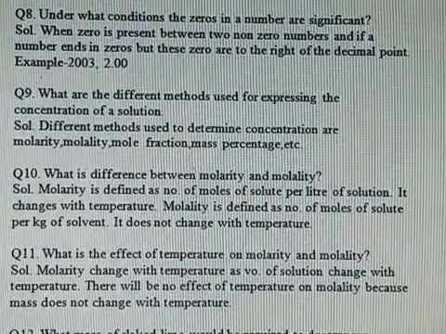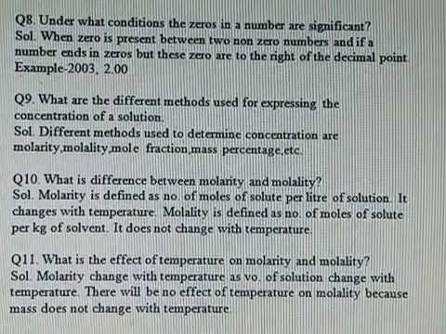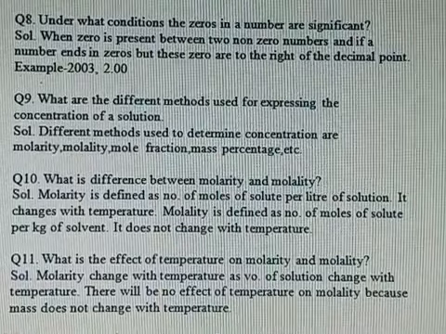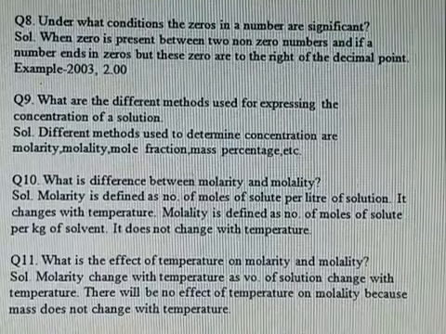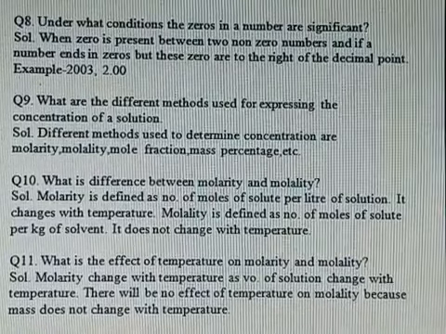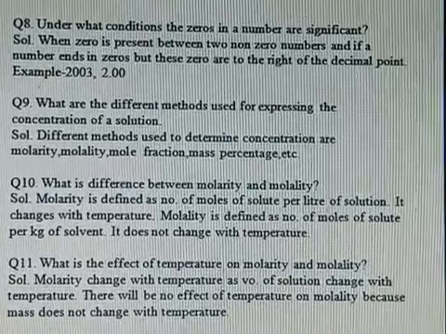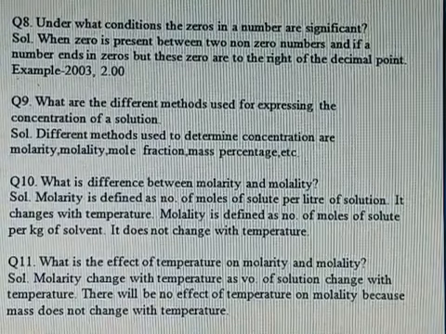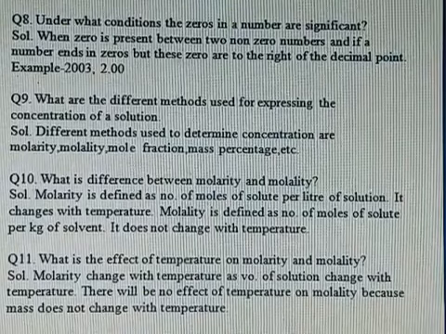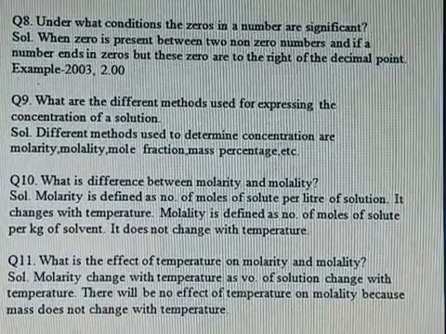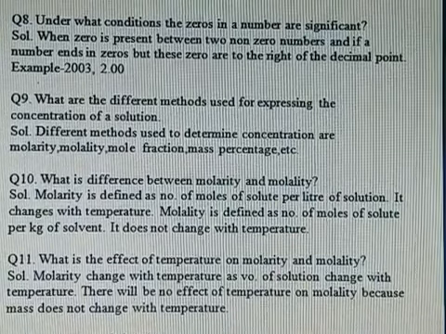Now question number 8 is, under what condition the zeros in a number are significant? When 0 is present between two non-zero numbers, and if a number ends in zeros but these zeros are to the right of the decimal point. For example, 2003, in which two zeros are present between 2 and 3. So these zeros are also considered as significant figures. In second example, 2.00, if zeros are present to the right hand side of the decimal point, then these zeros are also considered as significant figures.